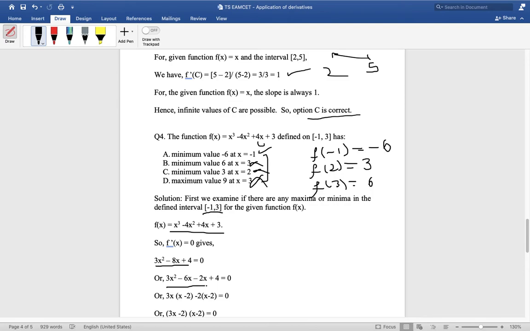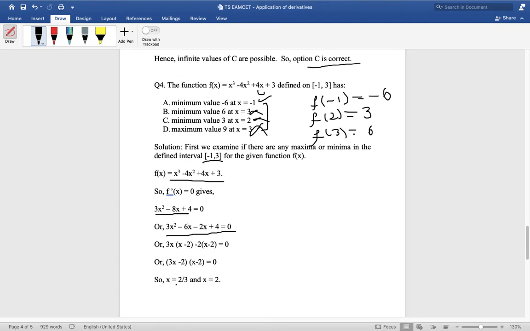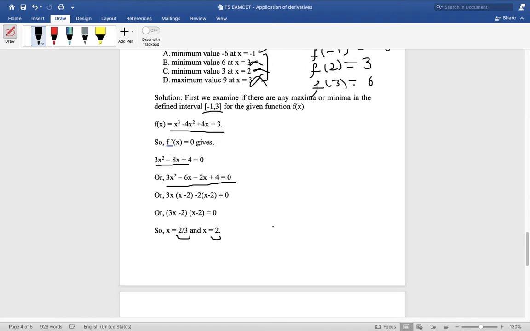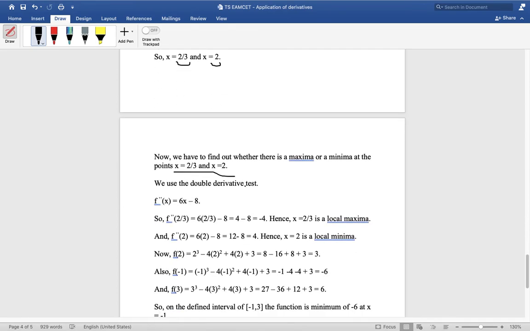So I have done that. 3x square minus 6x minus 2x plus 4 is equal to 0. So (3x minus 2) into (x minus 2) is equal to 0. So x equal to 2 by 3 and x equal to 2. Right? Now we have to find out whether there is a maxima or minima at these 2 points. We know that the tangent will have 0 slope at these 2 points. So these are either minima or maxima. Now let us find out which one is which.